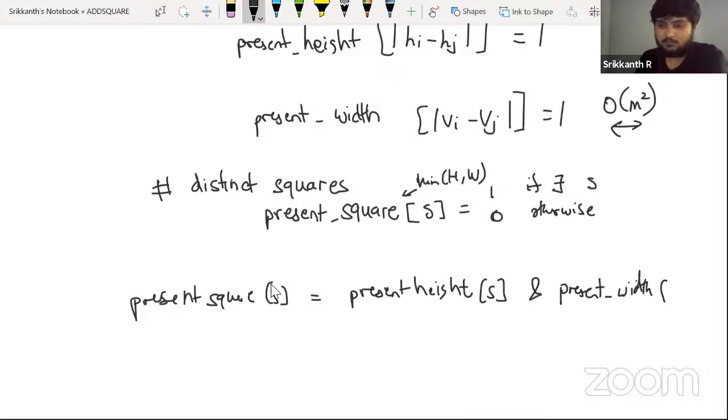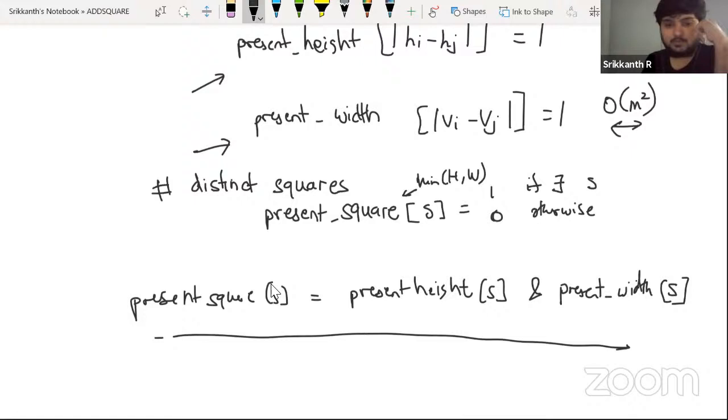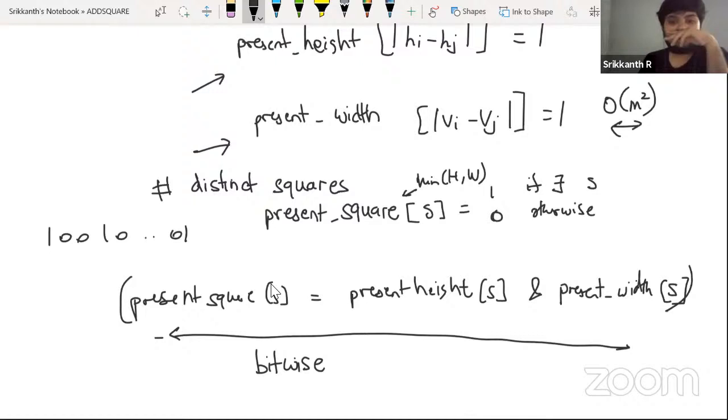So we have three Boolean arrays: present height, present width, and present square. We spent a lot of time calculating these arrays. We will get to how to optimize that a bit later, but what I want to emphasize here is that what we're doing is similar to a bitwise AND. Every array of ones and zeros, you can think of as a huge integer, and this statement is doing a bitwise AND on these two huge numbers, present height and present width.